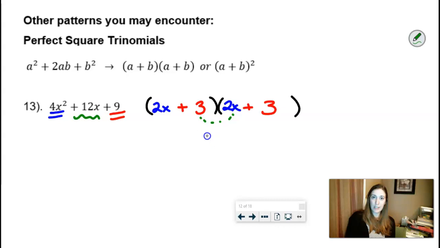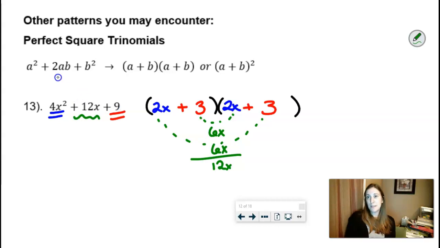Now watch what happens on the arches here. You get the same arch. You get positive 6x, and then you get another positive 6x. And if you add two 6x's together, you get 12x, which is what we wanted in the middle. So that's where this part of the pattern comes into play. It's 2 arches is what that literally says, 2 of a times b's.